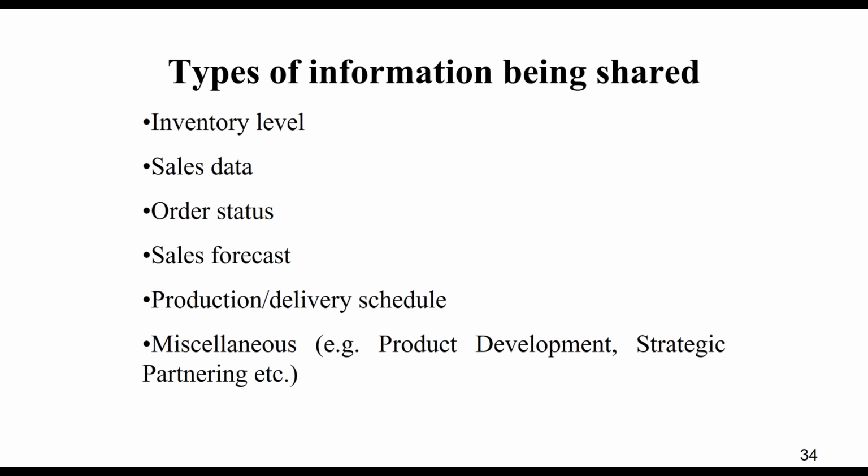So what kind of information is required in supply chain? One is the inventory level. So what level of inventory needs to be maintained and where it is maintained. A typical example is that one of the warehouses for Procter and Gamble has RFID in place.